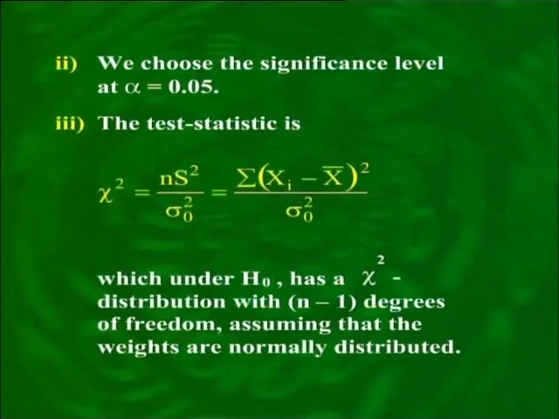Step 3 is the test statistic, and students, you will recall from the last lecture that NS square over sigma square, or in other words, summation X minus X bar whole square over sigma square, this quantity follows the chi-square distribution with n minus 1 degrees of freedom. Since we always begin by assuming that H naught is true, therefore we can write NS square over sigma naught square, where sigma naught square is the value of sigma square that we hypothesize under H naught.